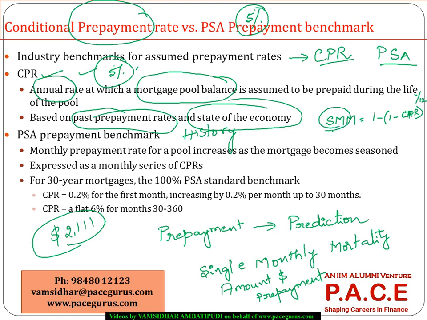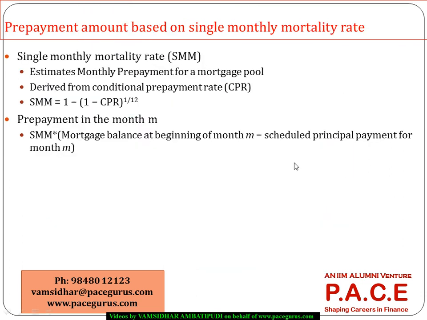So once I am able to find out the single monthly mortality, which I compute from the CPR using this process, I can find out the prepayment for that particular month, the 10th month in our data.